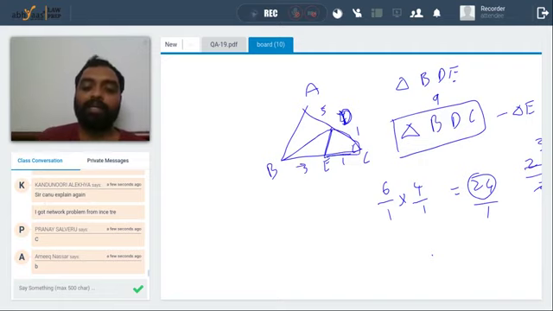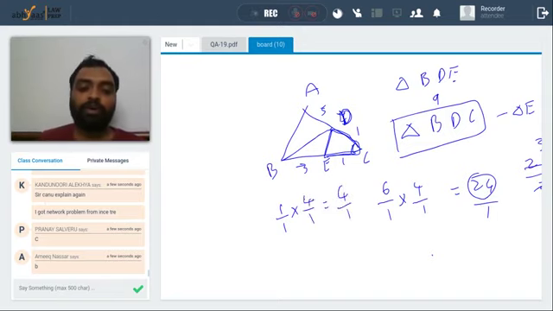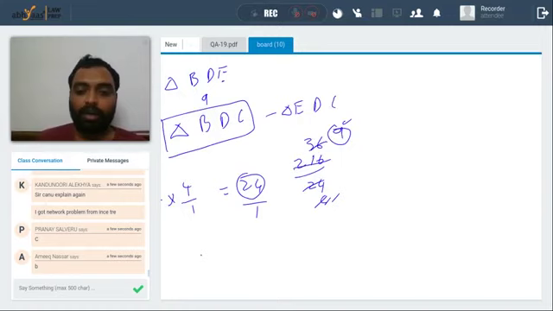For BDC and EDC, what is common? E is common. Okay. Now for BDC, what I'll take? This length is same, so 1 by 1. DC length is same. For this one, what will it be? 4 by 1. If this is 4 parts, this is 1 part. Clear? Okay. Now the calculation part. Somewhere I'm doing the calculation.